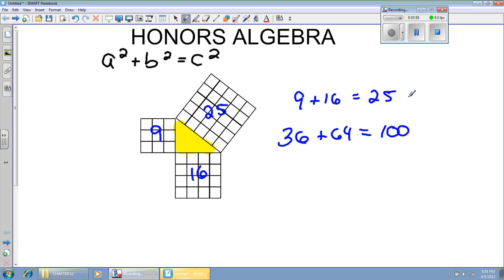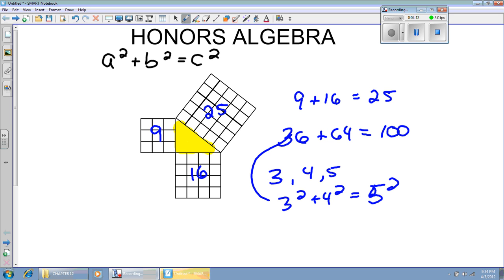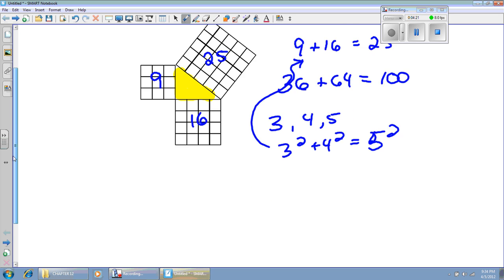There's lots of Pythagorean triples out there. Obviously, 3, 4, 5 is a Pythagorean triple. Why? Because 3 squared plus 4 squared equals 5 squared. It is a true statement. That's what's said right there. Okay. 6, 8, 10. Any multiple of 3, 4, 5 is going to work. I'm not going to run through those. There's lots of other ones, though.